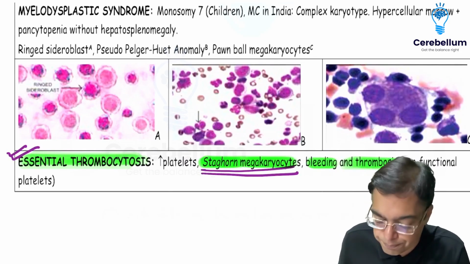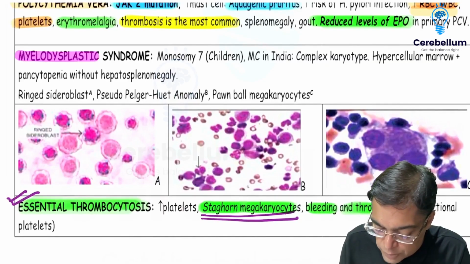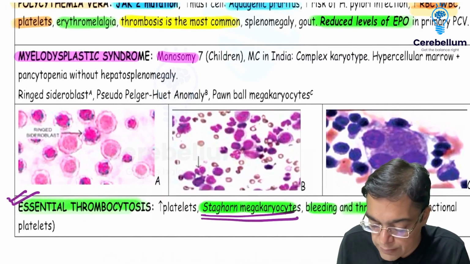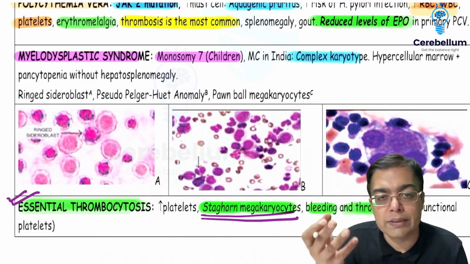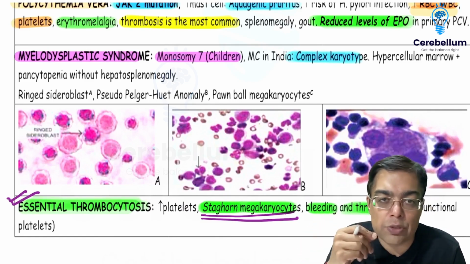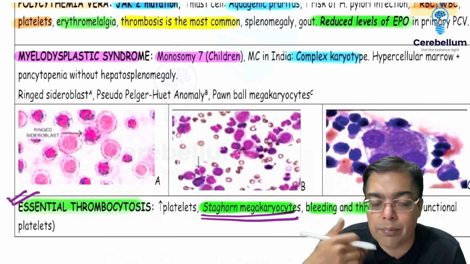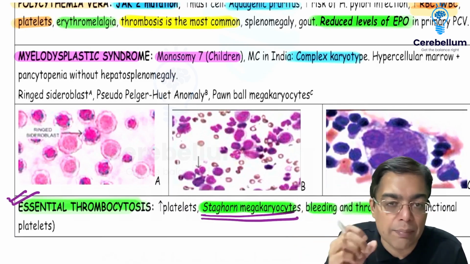thrombosis-like manifestation. One condition that we need to specifically make a mention of is myelodysplastic syndrome, which can be seen in children because of monosomy 7. And a more common cause in the adult population is the complex karyotype. Complex karyotype means multiple cytogenetic or chromosomal defects are seen in the patients. That can be something like 5q deletion, something like monosomy 7, and the patients have multiple defects in the same individual.